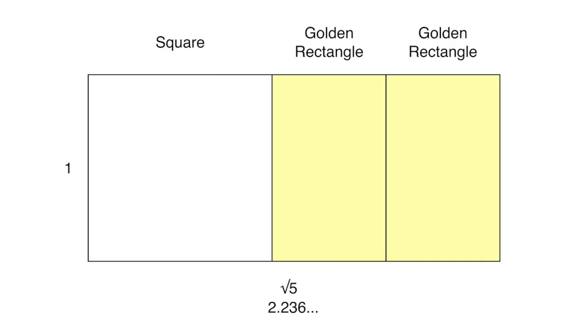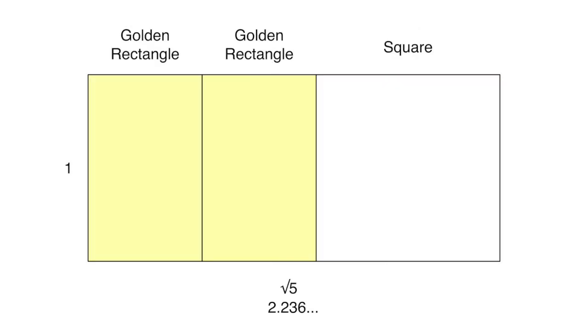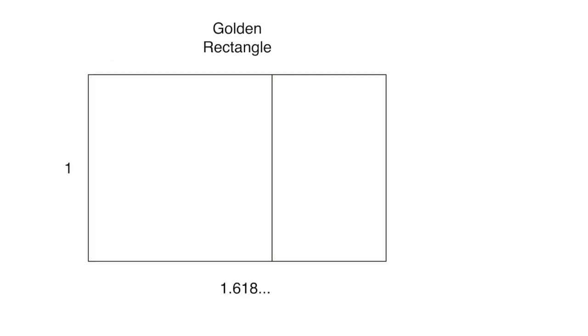In this slide, I've moved both of the golden rectangles to the right and the square to the left. Here I've done the opposite and moved the golden rectangles to the left and the square to the right. Because a root 5 is made up of one square and two vertical goldens, you can make a root 5 by starting with the golden rectangle.